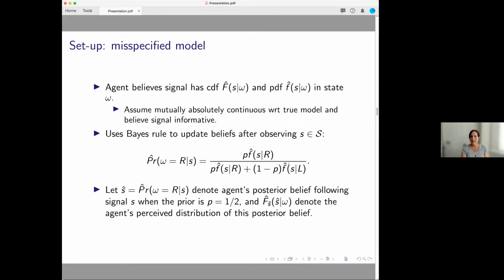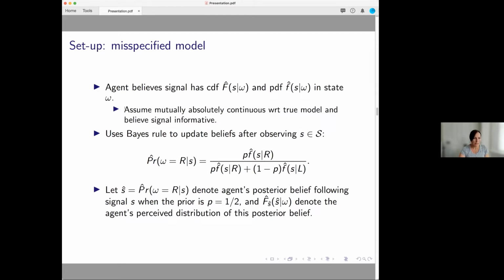All right, so how would we capture a misspecified model? This is pretty standard in the misspecified literature. Here, the misspecified model, the agent's model of the world, is their belief about the signal distributions in each state. We denote these perceived signal distributions by uppercase F hat for the CDF, lowercase f hat for the PDF. And model misspecification captures the idea that these subjective or perceived signal distributions may differ from the true underlying distributions.